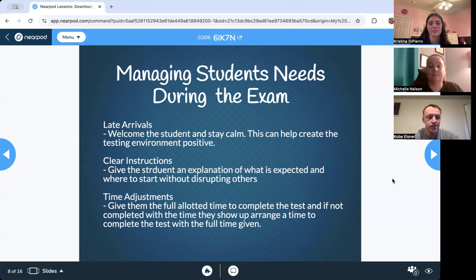And then the last piece here, time adjustments. So some students will need more time and some students are going to knock the test out right away, super quick. So making sure you give them the full allotted time to complete the test. And like I said, some of those students will have IEPs and need more time. So arranging extra time for them to come in and complete the test can be very valuable to those students and shouldn't be overlooked.